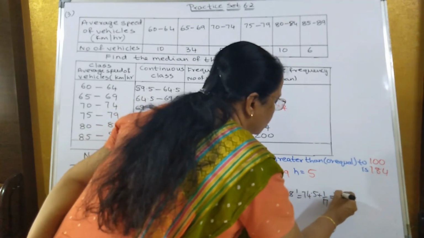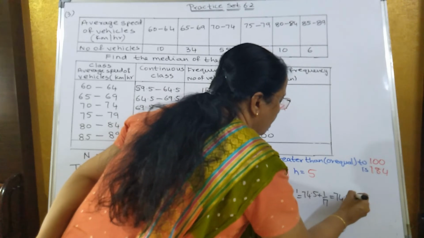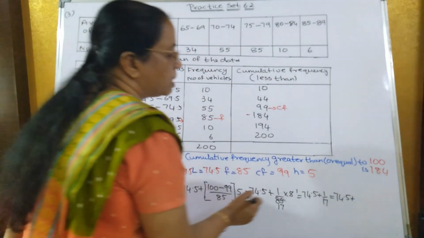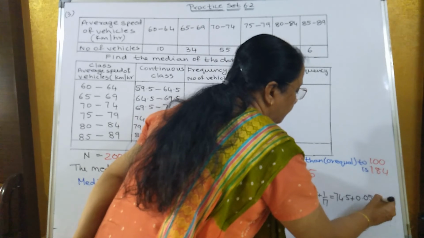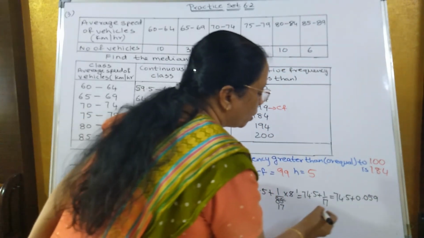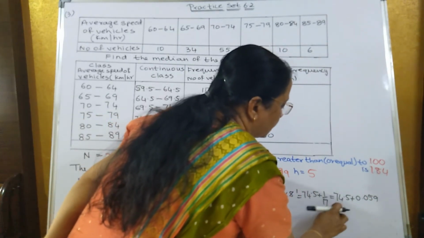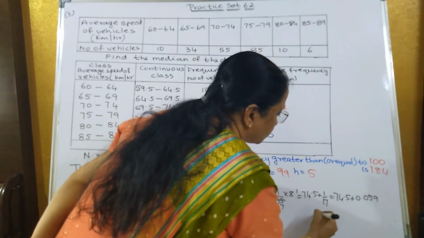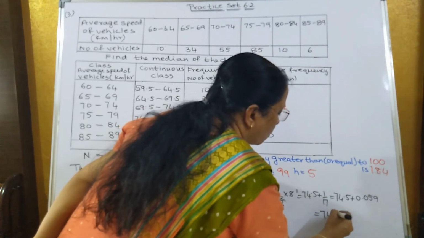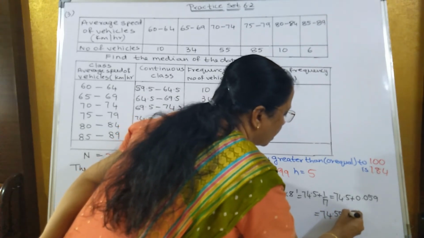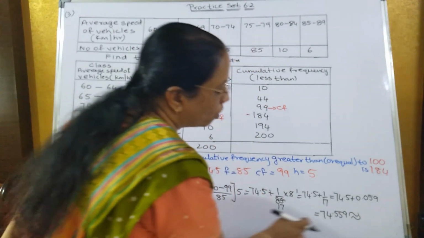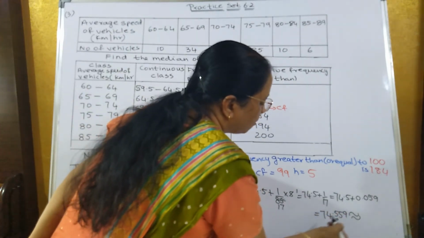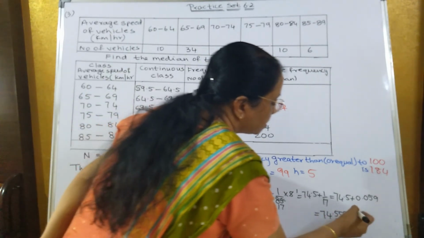So that is equal to 74.5 plus, when you divide 1 by 17, you will get 0.059. When you add all this, what you will get? That is equal to 74.559, which is approximately equal to, since this is 5 or more than 5, this 74 will become 75.